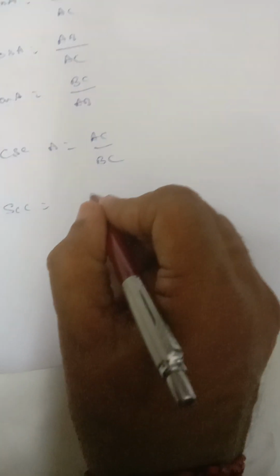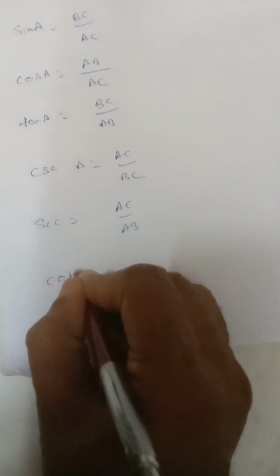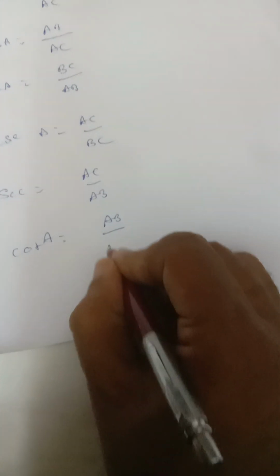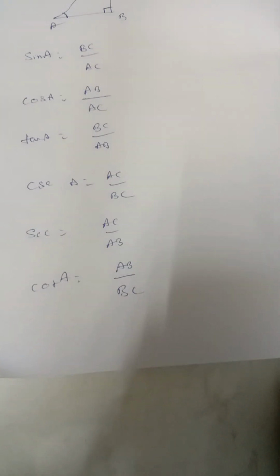Secant A. AC by AB. Reciprocal of cos. Cot A. Cot A, AB by BC. Now we are going to discuss the complement of this angle A.